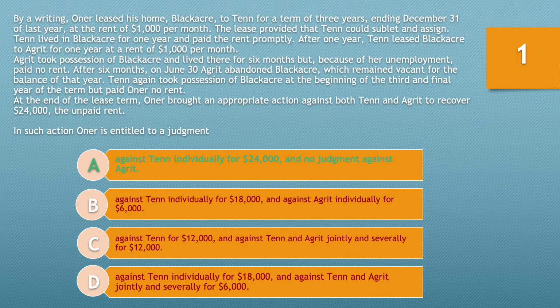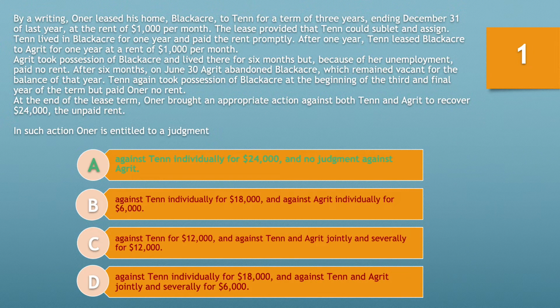If you chose option A, you'd be correct, against 10 individually for $24,000 and no judgment against Agrit. An assignment is a transfer by the lessee of her entire interest. Privity of estate exists between landlord and assignee, which gives the landlord and assignee the right to sue each other since both are liable for respective covenants that run with the land.